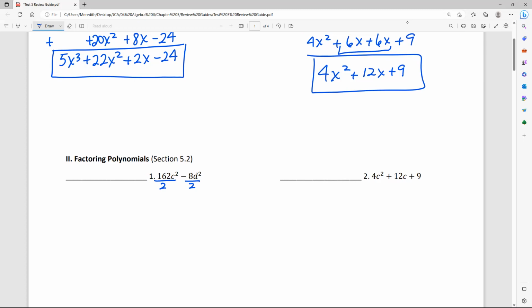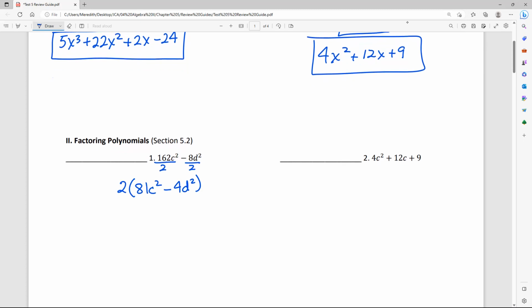Okay, so if we factor out a 2, we're left inside with 2 goes into 162 81 times. So that works. 81 is a perfect square. It's 9 times 9. So now we have a true difference of squares: 81c squared minus 4d squared.